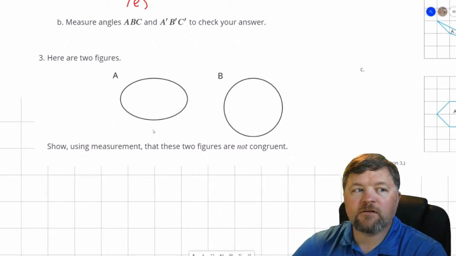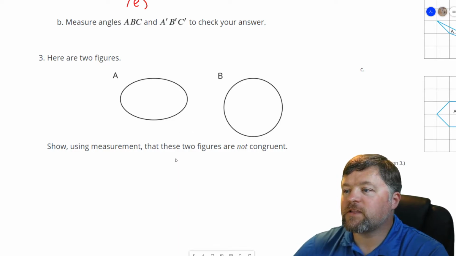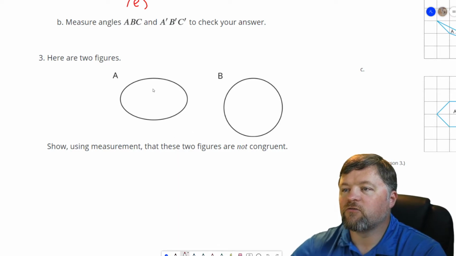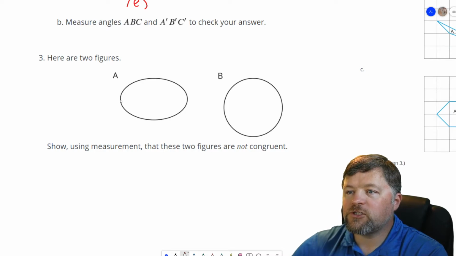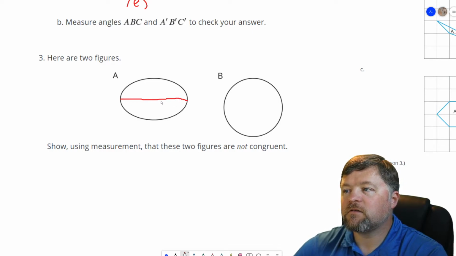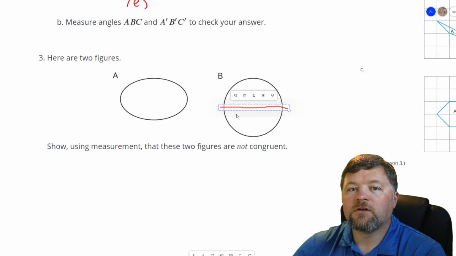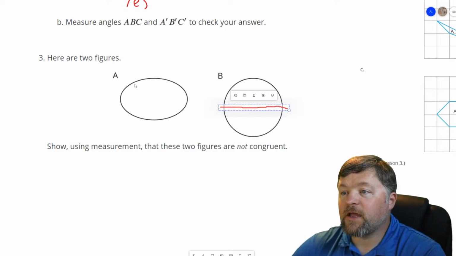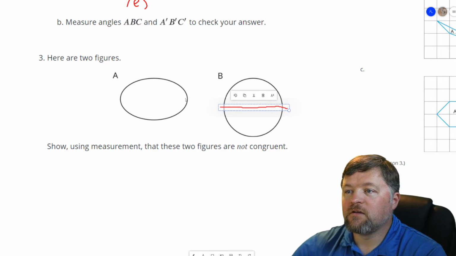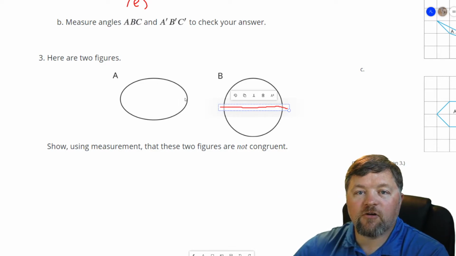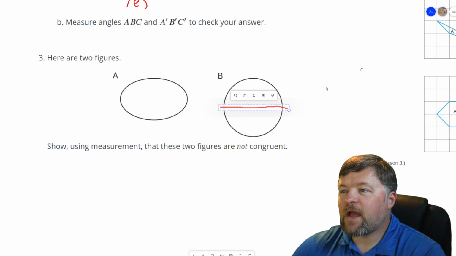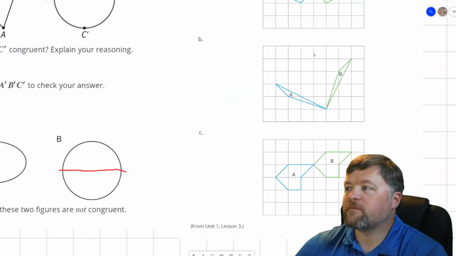Here are two figures. Show using measurement that these two figures are not congruent. So how could we show using measurement? Well, if I measured this distance, does that distance match the other figure? No, it doesn't. You could do this by hand with a ruler and get this is 4 centimeters or whatever it is across. Is it going to match figure B? No, it's not.